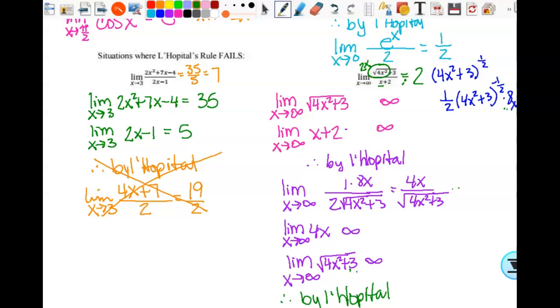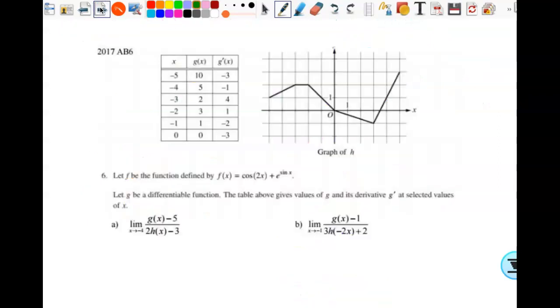Why does it only work with indeterminate form? I don't know the answer to that because it's the indeterminate form rule. Because the other ways have other rules, I guess is what it comes down to. That's a good question, though. I will find that out. I bet you somebody knows. I don't know the answer to that. Okay.